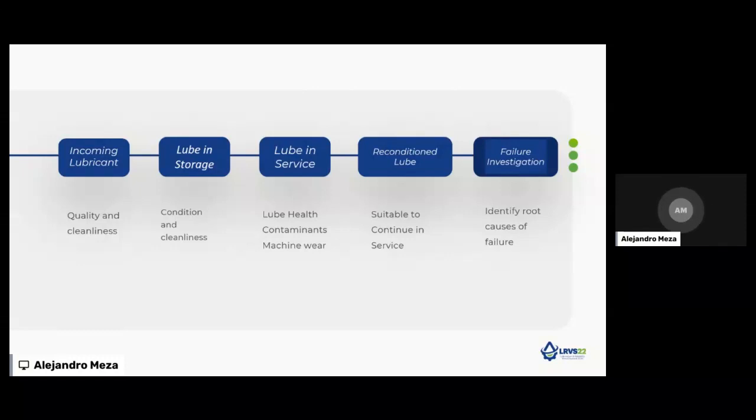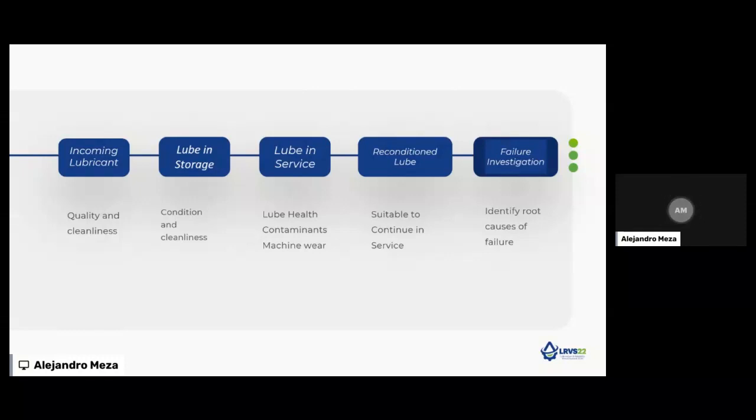And on the right side is something that we expect not to happen frequently, but may happen when the lubricant or machine has an unexpected failure and end of life, and we can run analysis there.